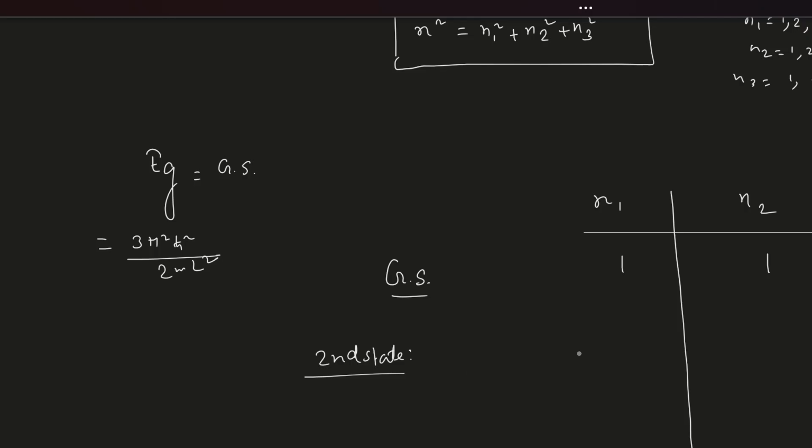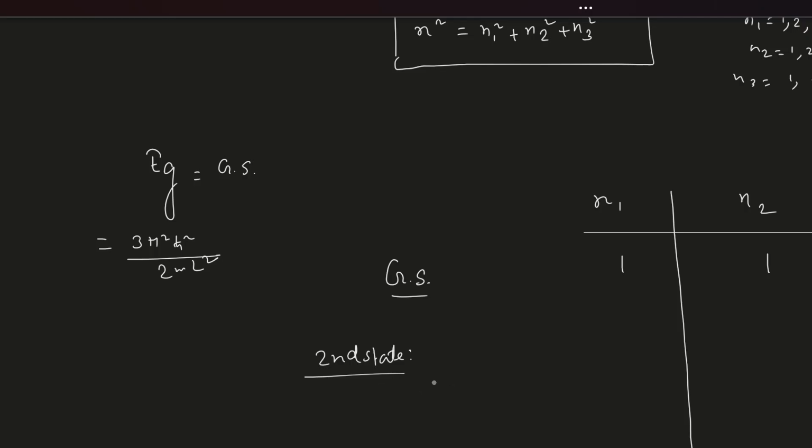Now the second state is basically the next excited state to the ground state. An excited state means that there is an elevation of any one of these numbers that will not be 1, right? But you cannot just take all of them to the next level, because this is a cubical box. The simple mistake that people often make is that they take n1 equal to 2, n2 equal to 2 and n3 equal to 2 to get the next excited state. But that is actually wrong.